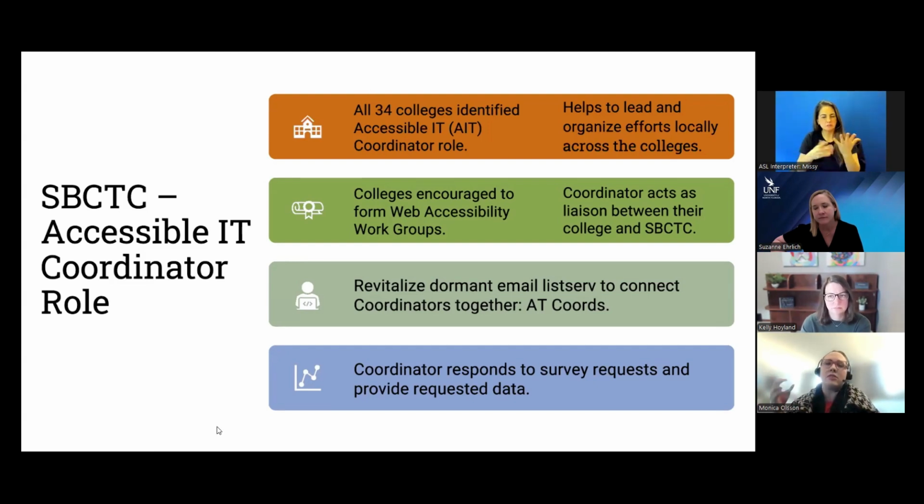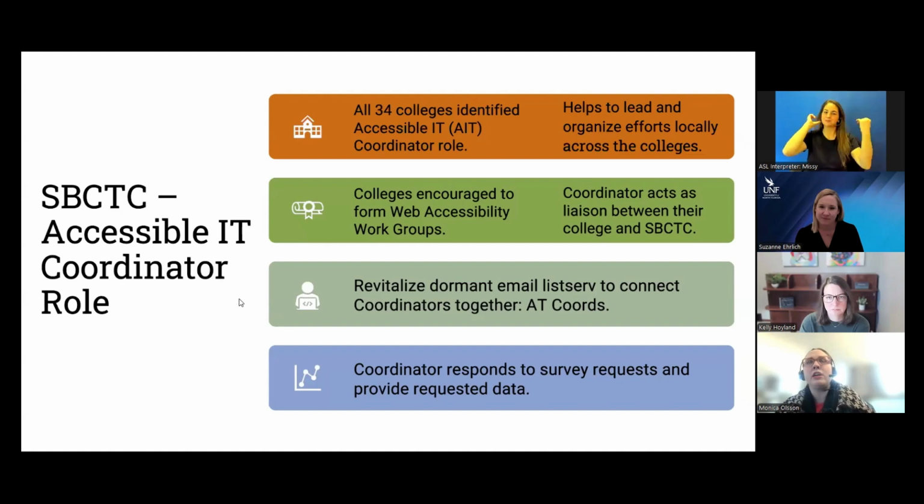So one of the first things our little work group did is we asked all of our colleges, including the state board, to name that person and provide that contact information to us, so we have a centralized list of everyone who's coordinating that work. And that may seem like a simple step, but getting 34 unique colleges to do that and have those conversations, because that role is going to look different at each college, was not easy, but we did it, and now we have a full list, and that's really exciting.